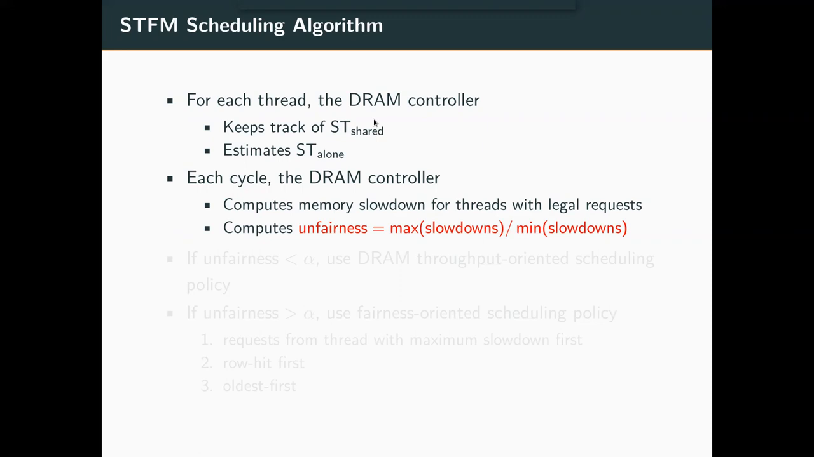And once we've calculated the slowdown for all of the threads that have active and legal requests, we'll compute unfairness, which is just the ratio between the max of all of our slowdowns and the minimum of all of our slowdown numbers. So if we have two threads, one of which has a slowdown of now it's 10, and our min slowdown is 1, that would be a really, really bad situation. Our unfairness would be 10, okay? So 10's kind of big.